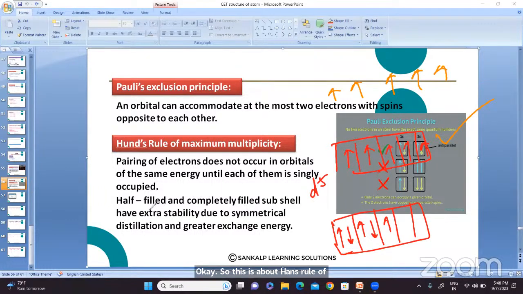So this is about Hund's rule of multiplicity. Then what about half filled and completely filled orbitals? Whenever you have a half filled or completely filled orbital, it is said to be more stable. The extra stability is due to the symmetrical distribution and greater exchange energy. So this is about Hund's rule of maximum multiplicity.